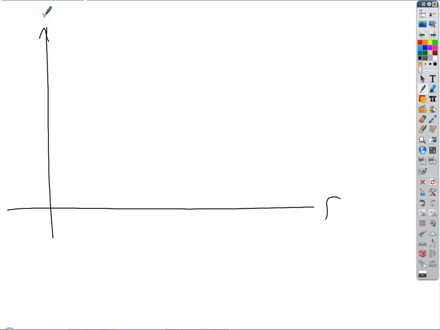I want to represent this. So we've got, well, I don't know how I'm going to label this. It's going to make sense. Let's just do it like this.